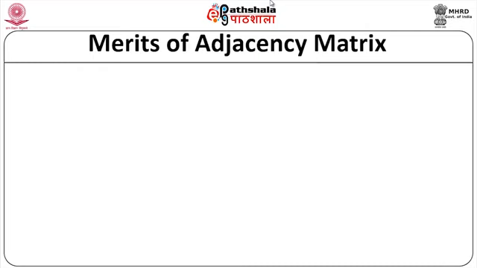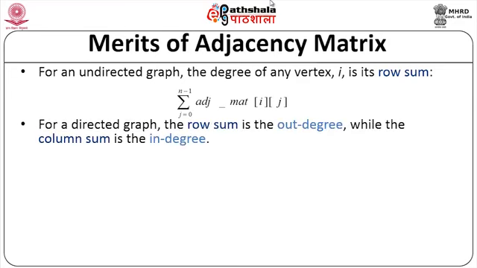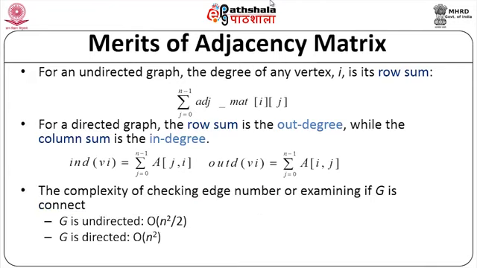Now let us look at some of the merits of the adjacency matrix. For an undirected graph, the degree of any vertex is its row sum. So the sum of adjacency of ij with j going from 0 to n minus 1 will give you the degree. For a directed graph, the row sum is the out degree while the column sum is the in degree. So the row sum is given like this and the column sum will give you the in degree. So the complexity of checking an edge, or examining if G is connected.